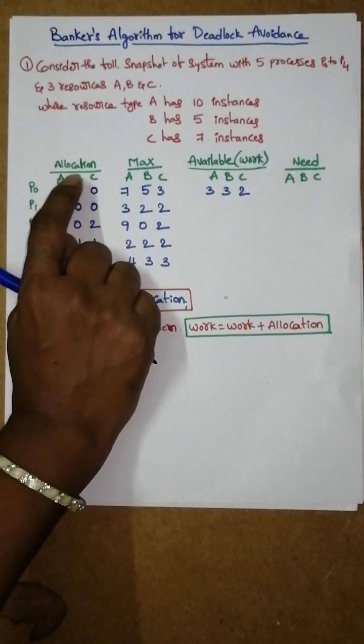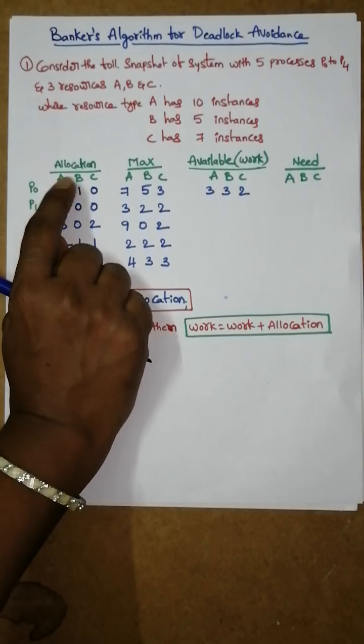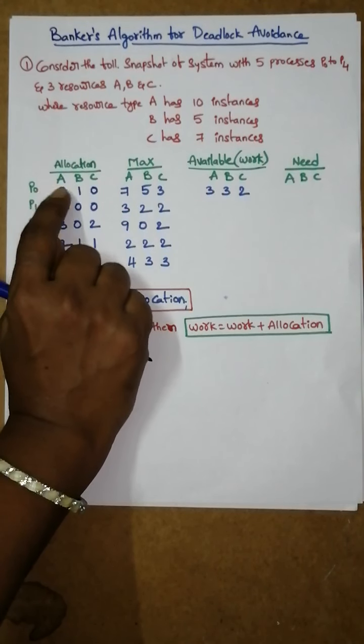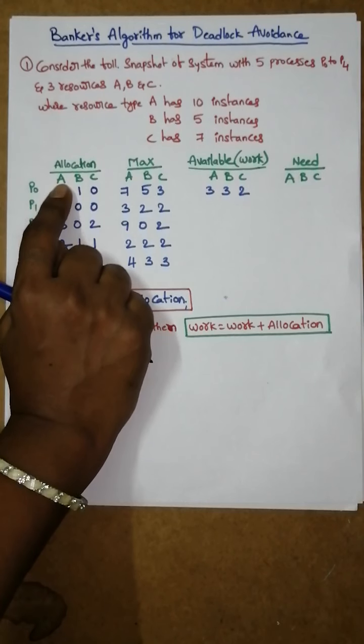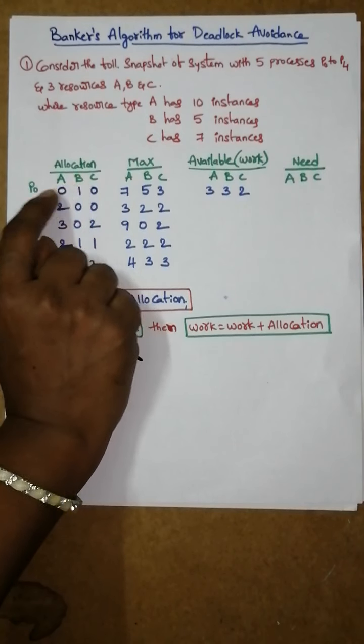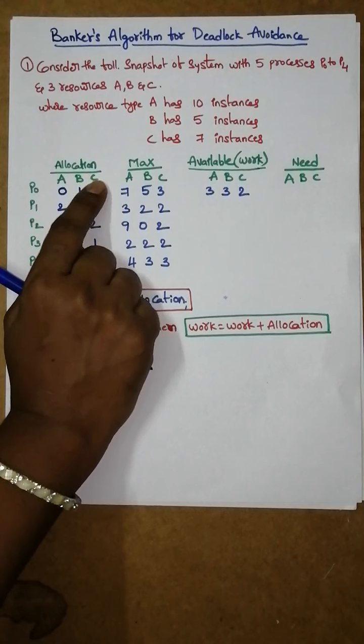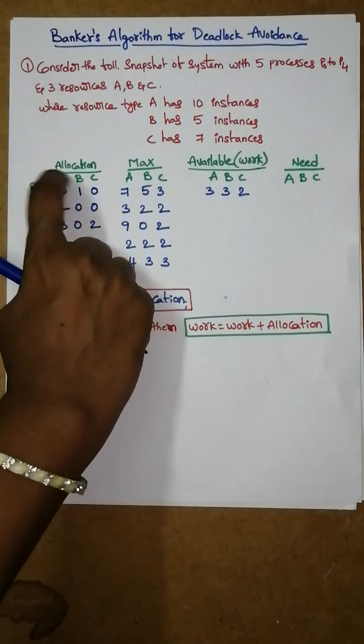Allocation means there are three resources actually, A, B, C. So P1 took 0 instances of A resource, 1 instance of B resource, and 0 instances of C resource. So these are the allocation.